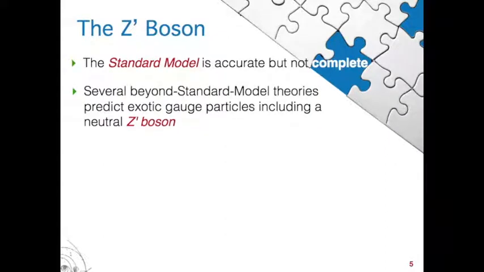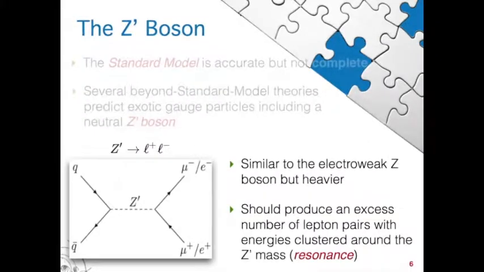What about the Z-prime boson? Well, I hope you're convinced that the standard model is accurate, but not complete in its description of nature. And many of the theories which are taking us beyond the standard model in terms of describing nature involve new gauge particles, many of which we call a Z-prime boson. It's a bit of a generic term for a particle which will be similar to the electroweak Z boson, so the regular one we know and love, just heavier.